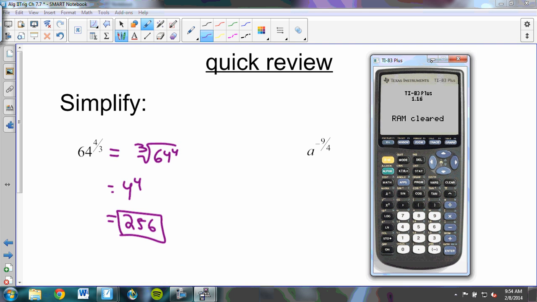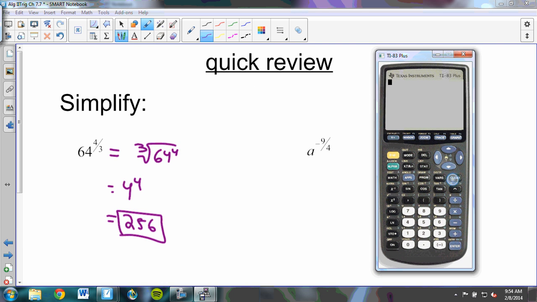There's two ways to do this. One of them is to just do 64 to the, and then in parentheses do 4 divided by 3. 256. The other way is if you want to do the root. I started with a cube root. This right over here was a third root.